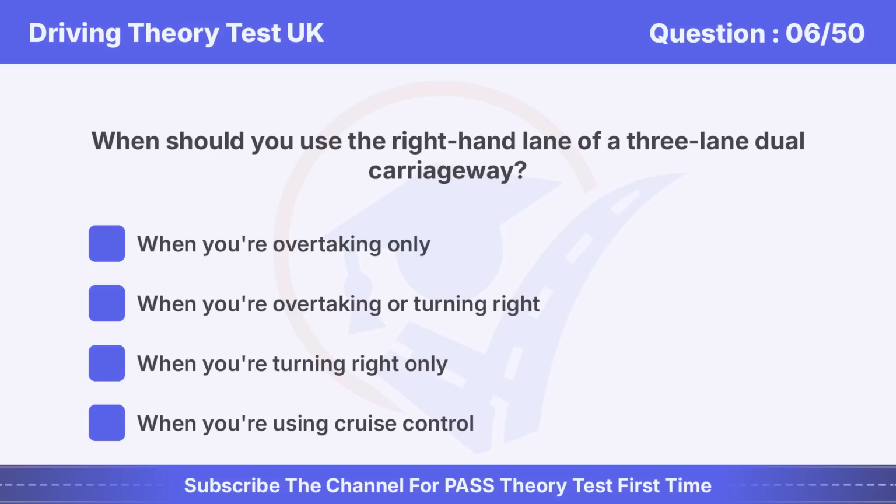Question 6. When should you use the right-hand lane of a 3-lane dual carriageway? Option A, when you're overtaking only. B, when you're overtaking or turning right. C, when you're turning right only. D, when you're using cruise control.